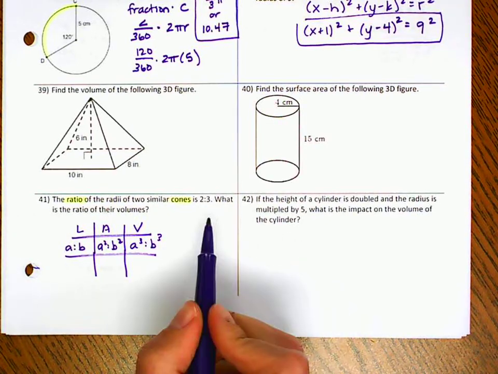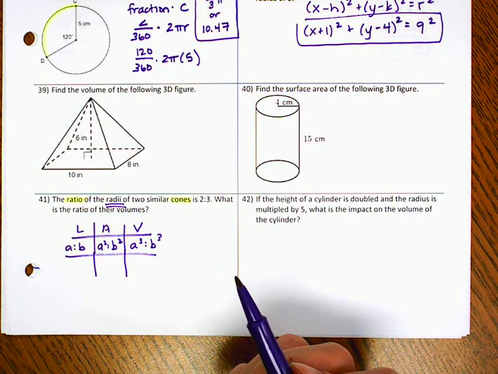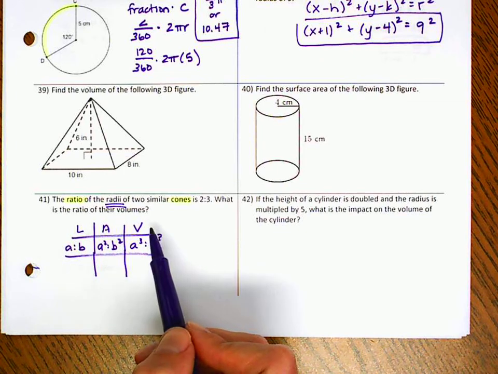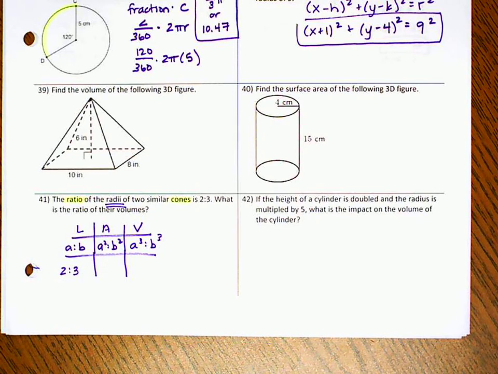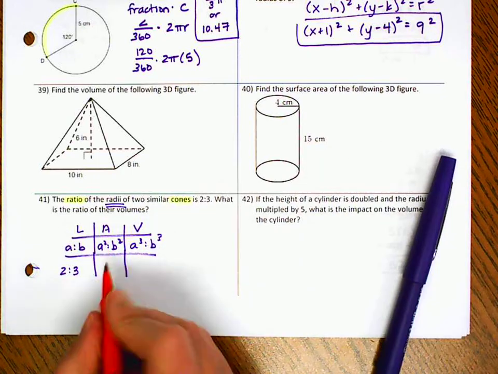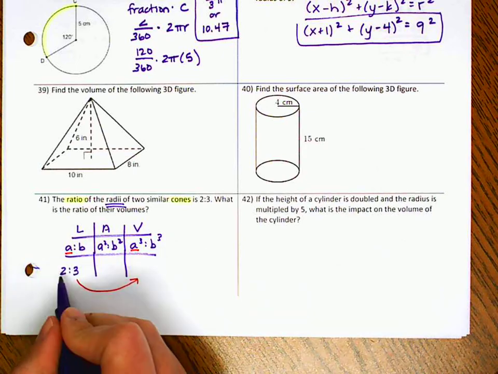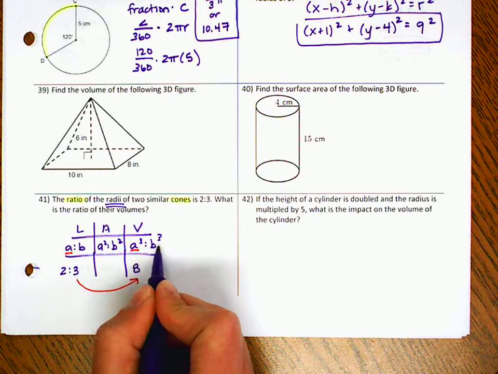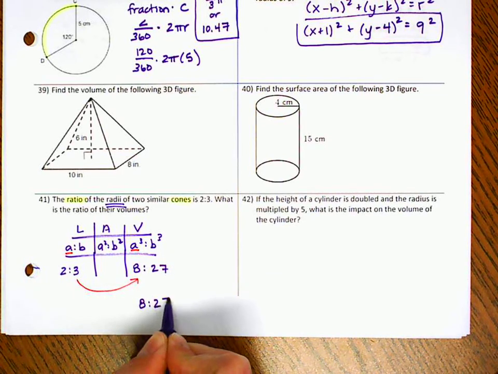Okay. They told us that the ratio of the radii, radii is just plural for radius. Is radius a length, a distance, an area, or volume? Well, radius is a length, so this 2 to 3 ratio is going to go here. I want to find the ratio of their volumes. Well, notice A turns into A cubed. 2 cubed, or 2 times 2 times 2, is 8. B is 3, B cubed, so B times B times B is 27. So my answer is 8 to 27.